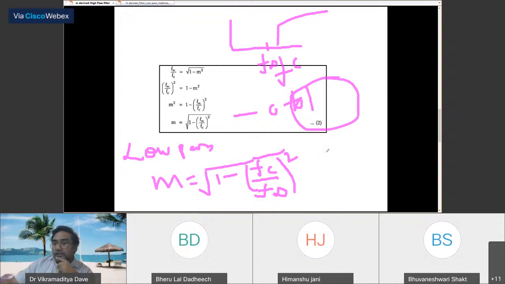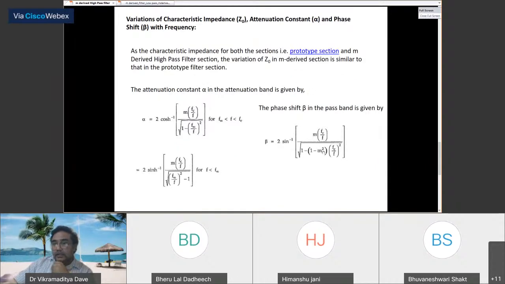Is it clear? So let us now derive it. How the variation of characteristic impedance, attenuation constant and phase shift varies with the frequency has been shown. The formula is very simple. Here also, between f infinity and fc, the cutoff frequency, the variation of the phase is like this, while for less than f infinity, the variation is like this.